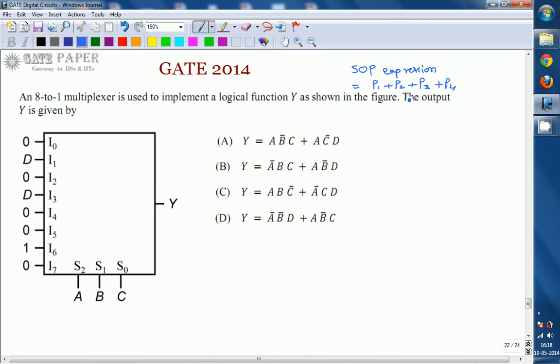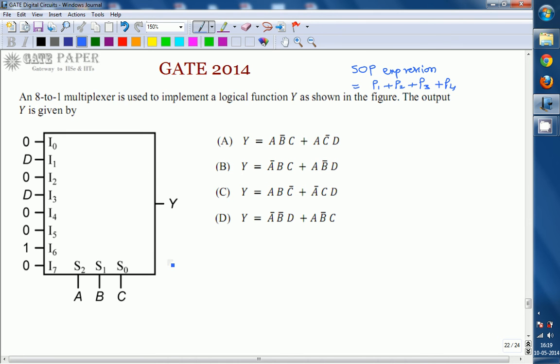P1, P2, P3, P4 are product terms, and those product terms get summed up. So first of all we should know how to generate the product terms, and later all those product terms are summed up. Since it is a 3 variable expression, at most you may get 8 product terms, because there are 3 control signals, 3 select lines. A, B, C are the control signals.